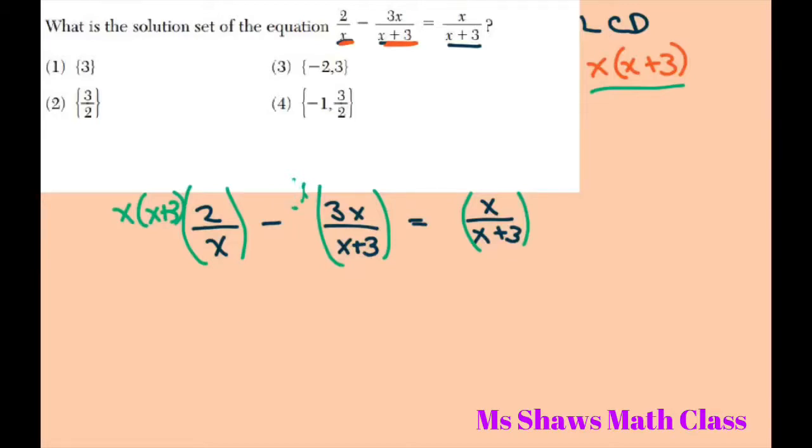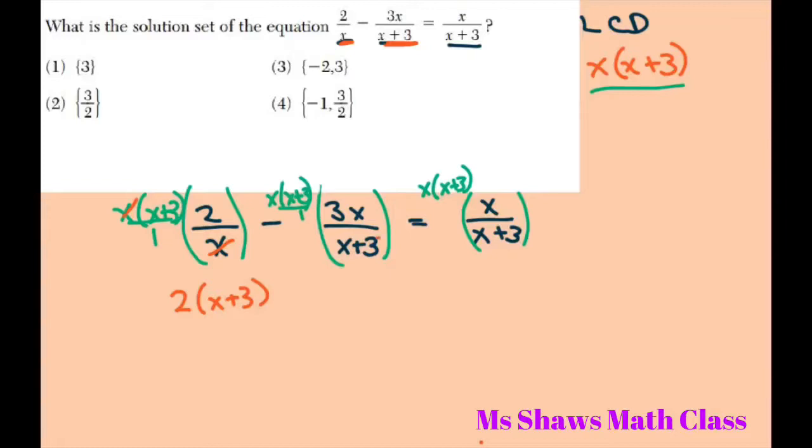I thought I left enough room, so let me just scoot over a little bit. x times x plus 3. And this one is x times x plus 3. And this is like over 1 if you want. But all you have to do is cancel this out, and that clears that x out. And you get 2 times x plus 3.